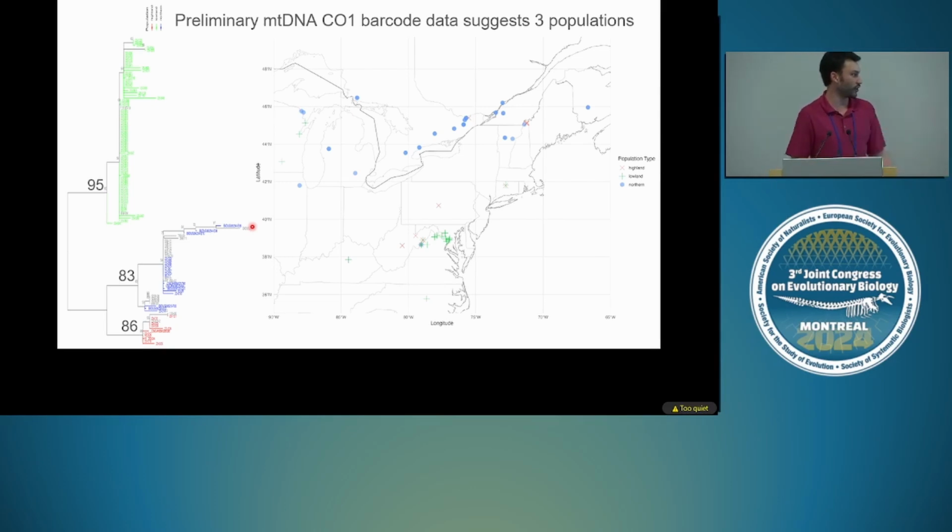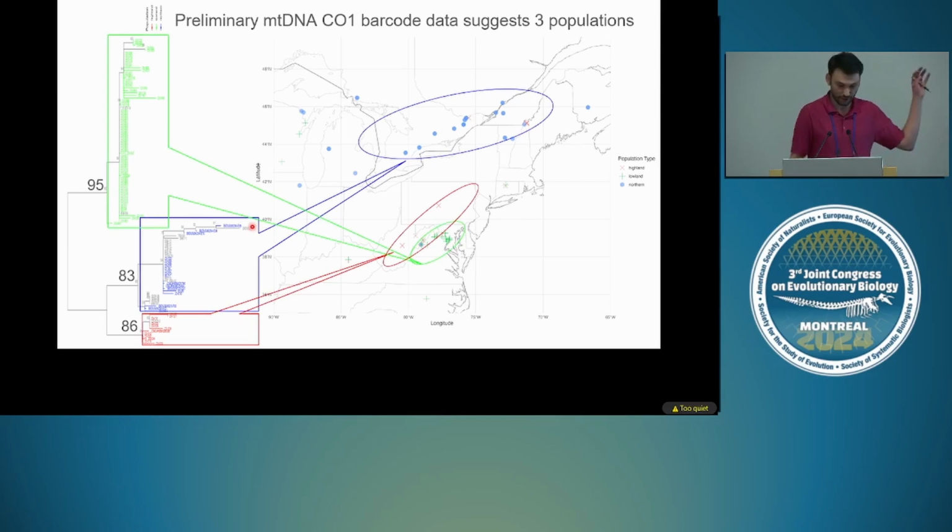So I created this quick neighbor joining tree with 100 bootstraps to get these support values, and it seems like there are three clades popping out. There's a lowland clade in the green, a northern clade in the blue, and a highland clade in the red.